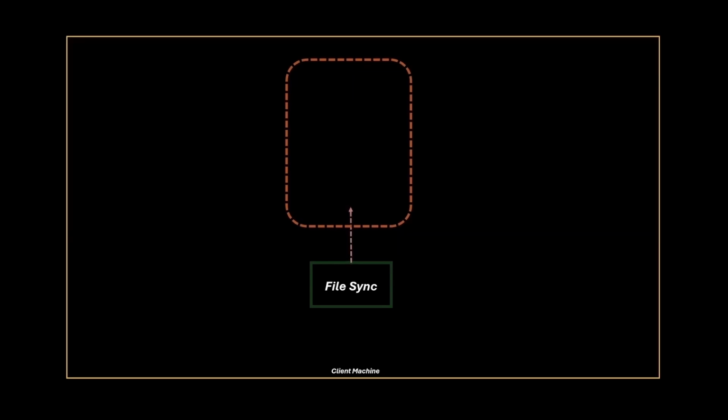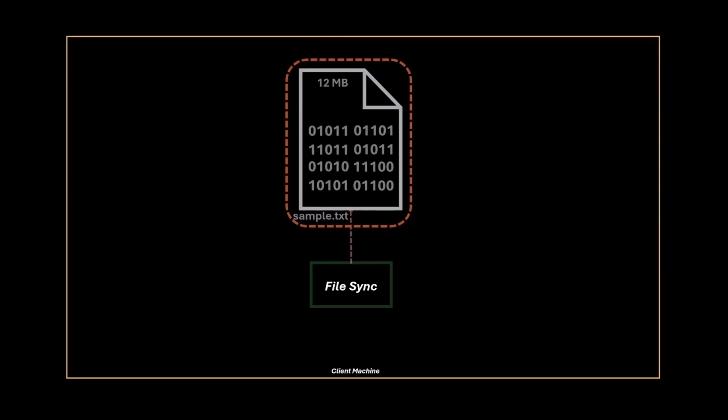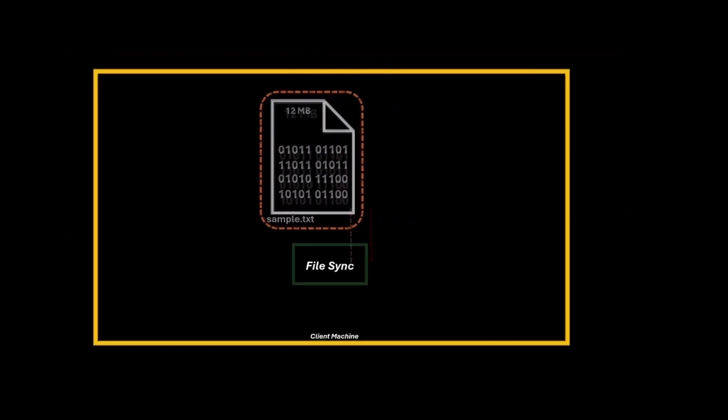Let's recap what we discussed so far. The file sync service is observing any changes to that folder. When I say changes, I'm talking about any file creation, modification, delete, and so on. So a file named sample.txt is created inside that folder, which has 12 MB of size and contains some binary data in it. As soon as a file is created, the file sync service acts upon it. Let's understand what exactly the file sync service is doing here.